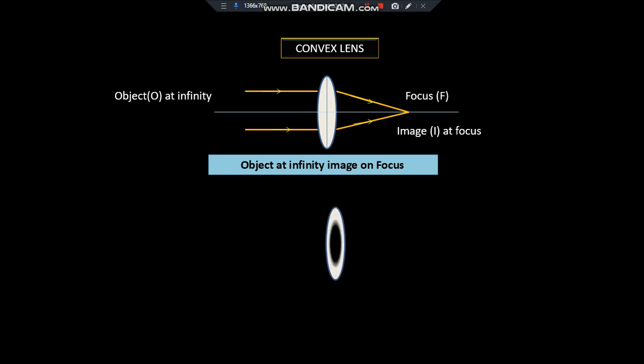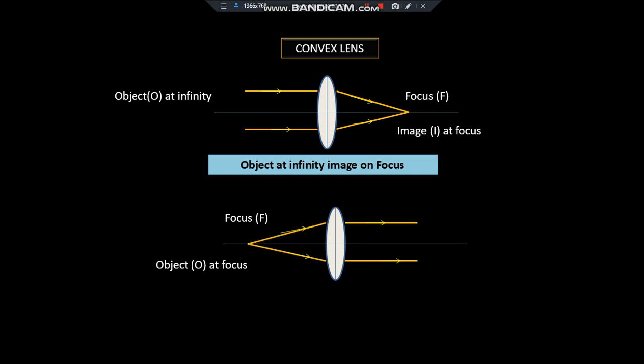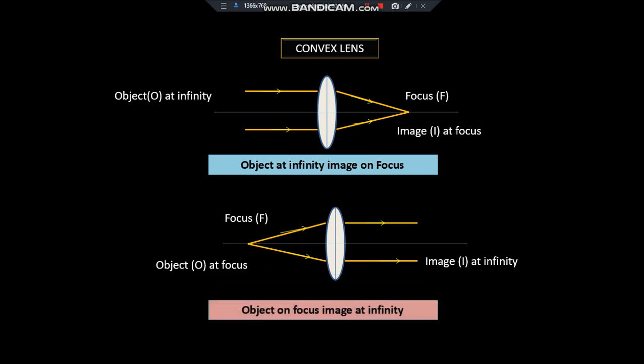Same way, we take the reverse. We have again the convex lens, and now we have kept the object O at focus, and the image is at infinity. So, object on focus, image at infinity. Now, let us see the use of the convex lens.